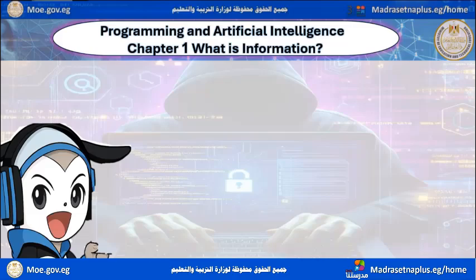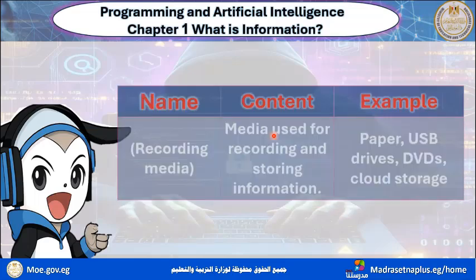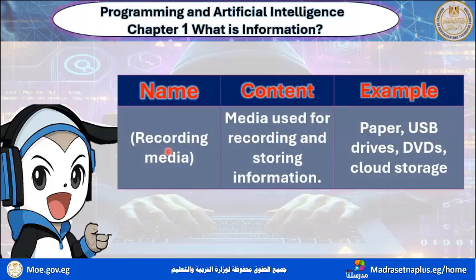You want to know type 3 of media? Well, it's recording media. It's media used for recording and storing information. For example, we have papers, USB drives, DVDs, and cloud storage. It is very important for you because it keeps your information safe.